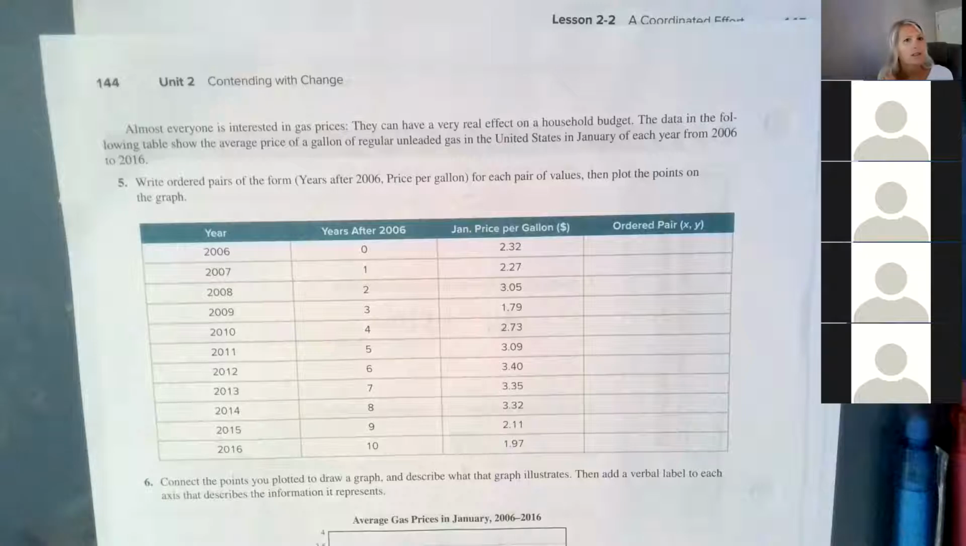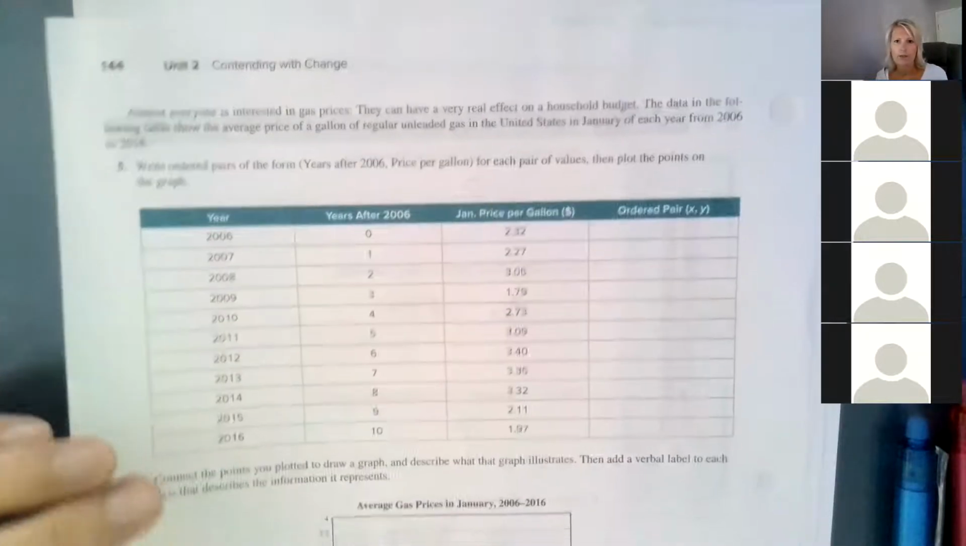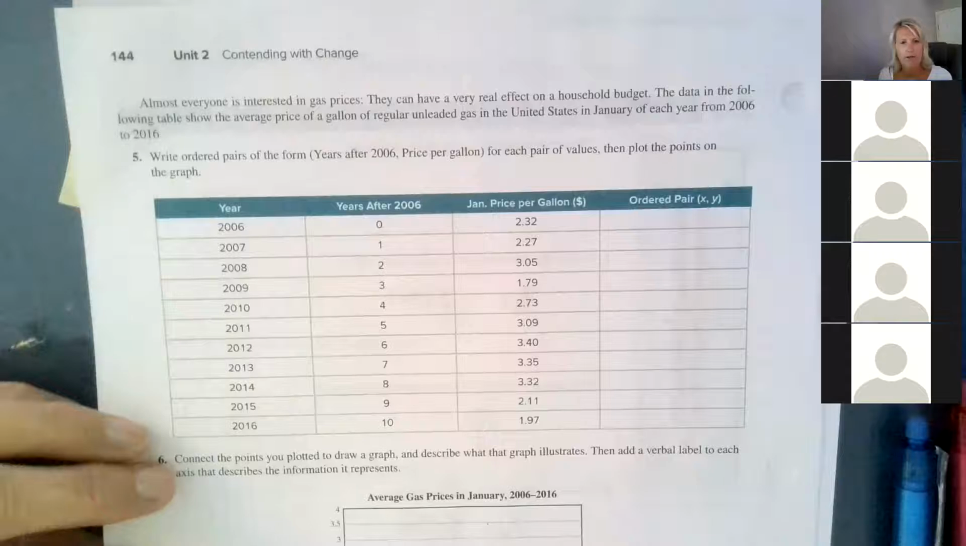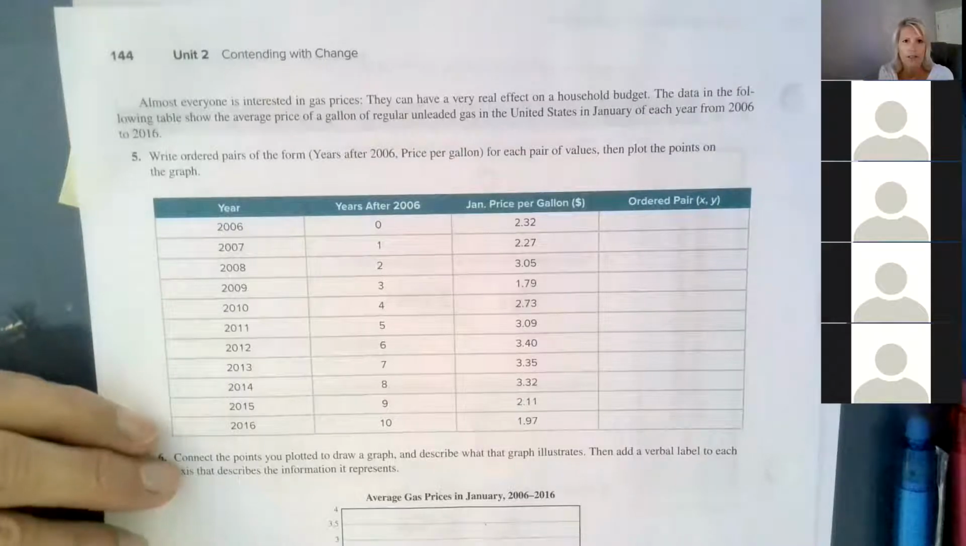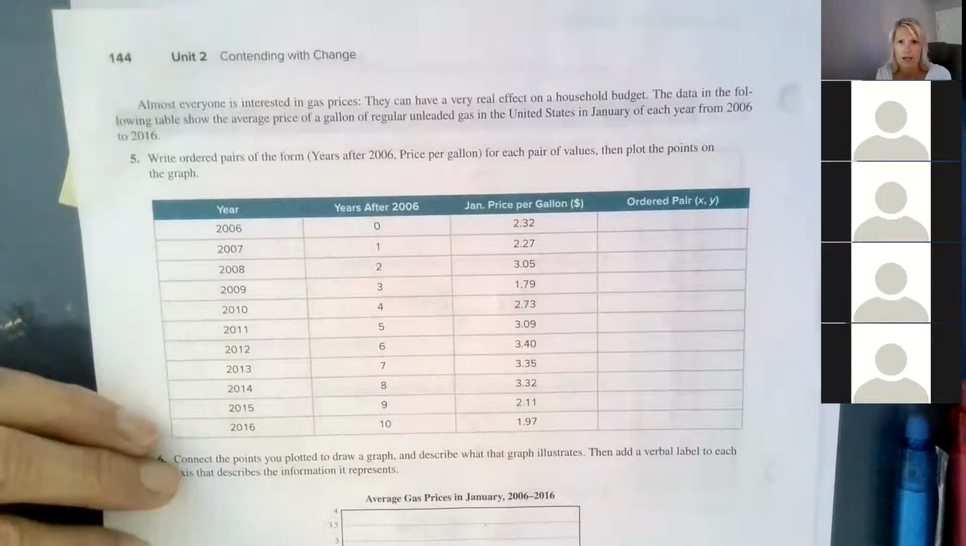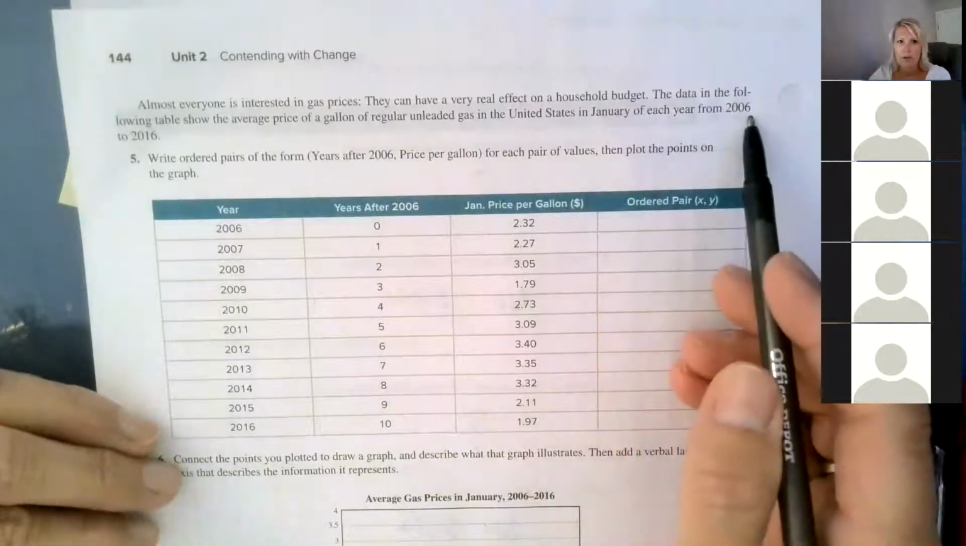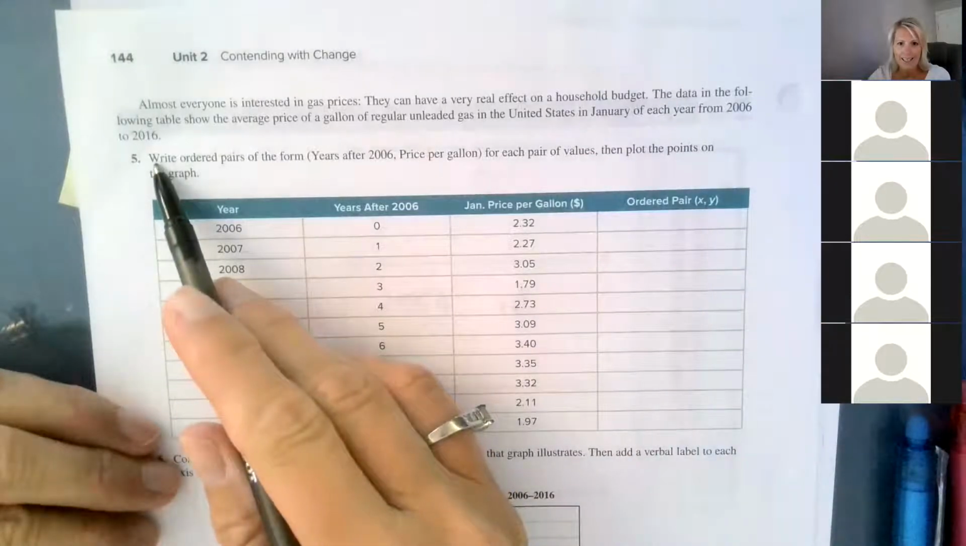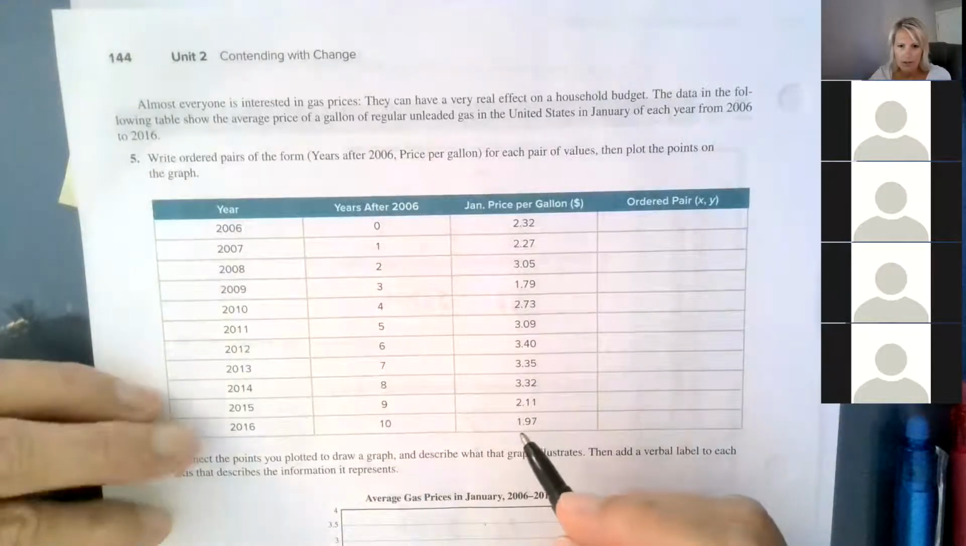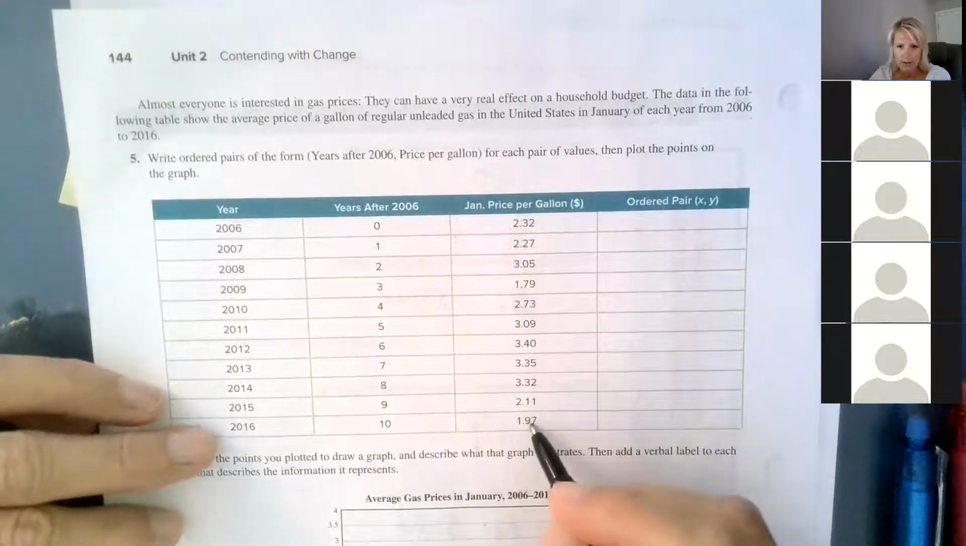Okay, good. So it says almost everyone is interested in gas prices. They have a very real effect on household budget. The data in the following table show the average price of a gallon of regular unleaded gas in the US between 2006 and 2016. Okay, wow, look how low gas was in 2016.